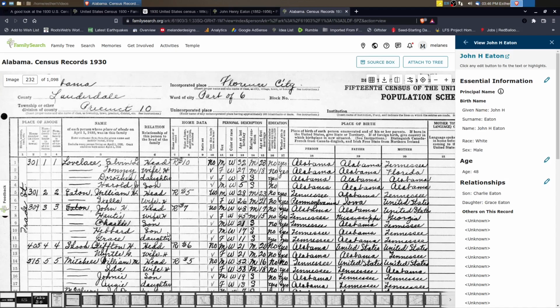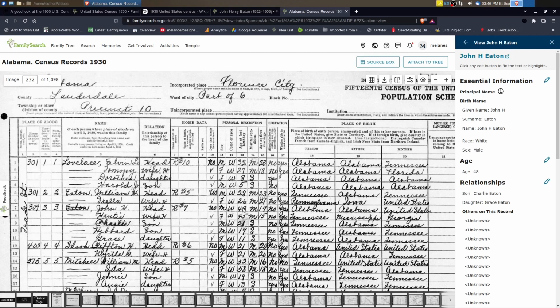John Henry, who's living at 309 Trade Street, is also in a rented house, and his rent is $7 a month. So maybe he has a little bit bigger house or something. He's paying a little bit more money than his son, William.